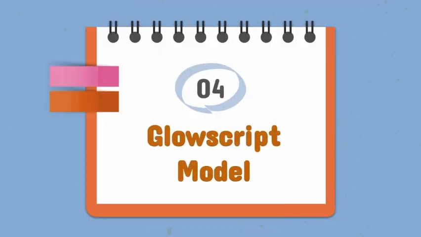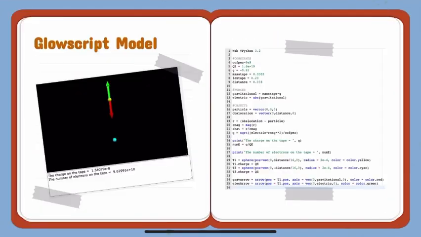Lastly, I will show you my GlowScript model so we can see how everything looks conceptually. The image on the left shows tape A and tape B as point charges. The yellow sphere represents tape A and the blue sphere represents tape B. The green arrow pointing upwards represents the electric field and the red arrow pointing downwards represents the gravitational field. I have also included the charge and number of electrons on the tape displayed at the bottom of the model.